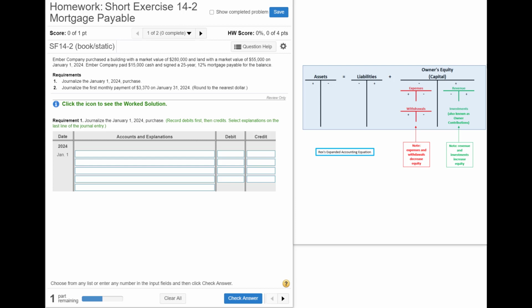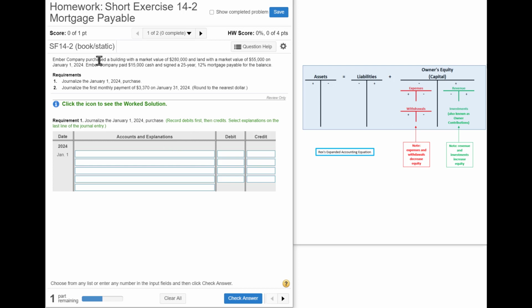Short exercise 14-2, we're going to be working with a mortgage payable. So, Ember Company purchased a building with a market value of $280,000 and land with a market value of $55,000 on January 1st. They paid $15,000 cash and signed a 25-year, 12% mortgage payable. So our first task is to journalize the purchase. And of course, record debits and then credits.